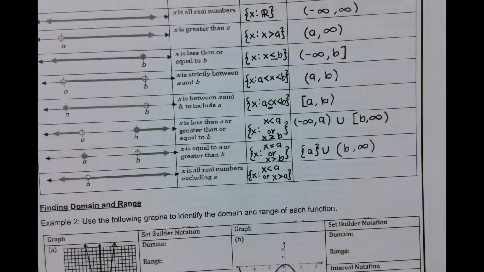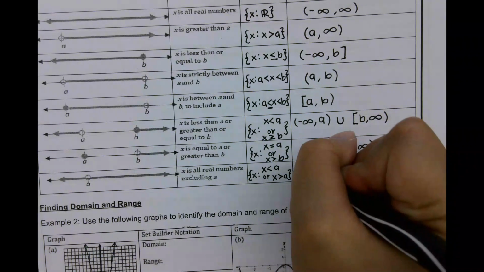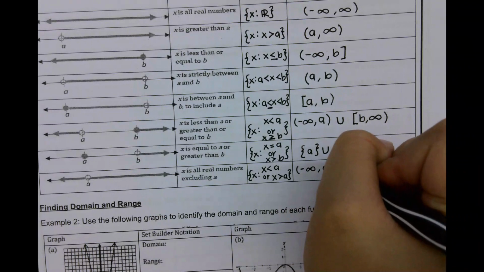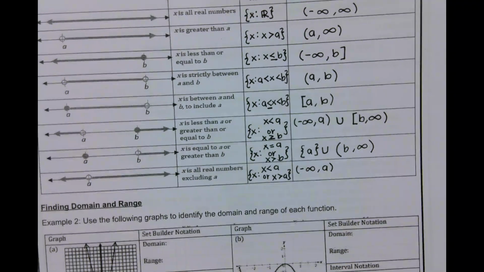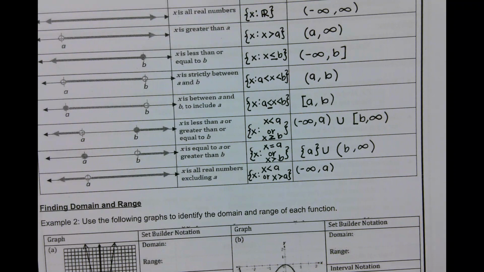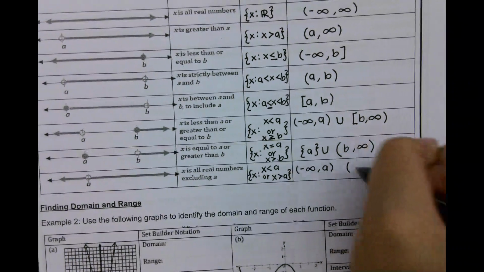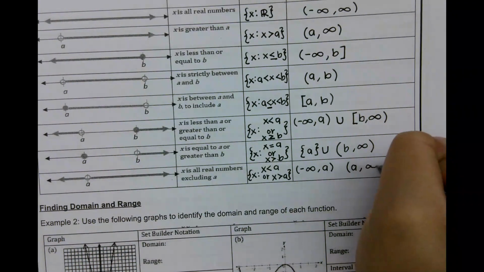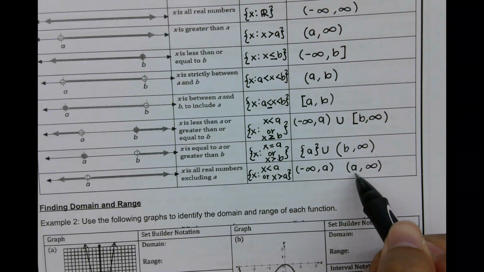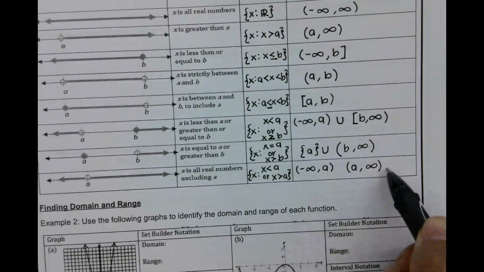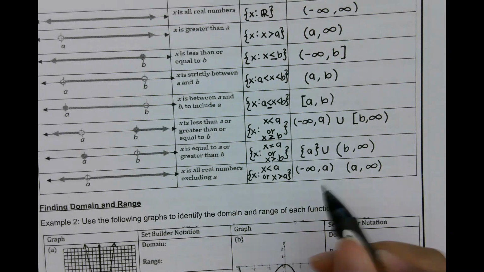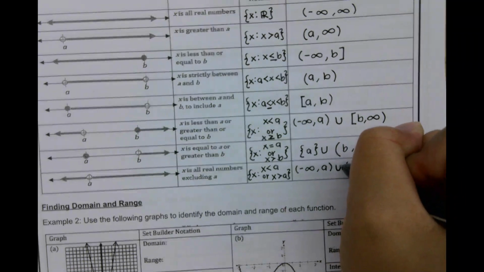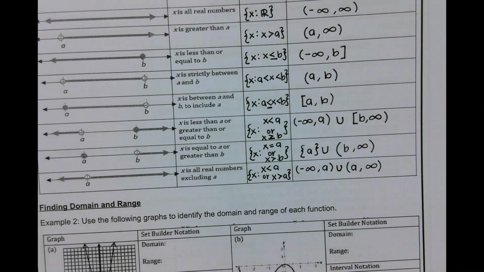In interval notation, this is going towards negative infinity and it stops at A. A is not included, so that's why it's a parentheses. Parentheses always with the infinities as well. And it starts at A and then goes to the right towards positive infinity. Again, A is not included, so that's why it's a parentheses, and parentheses always goes with infinity. Since I have more than one interval, connecting it with a U. So that's it on interval notation.